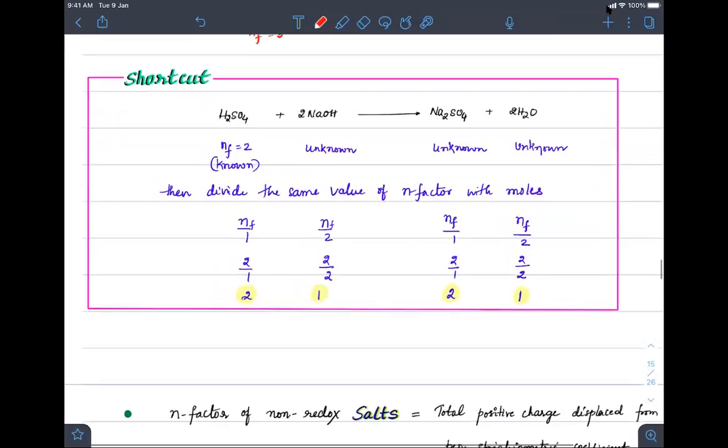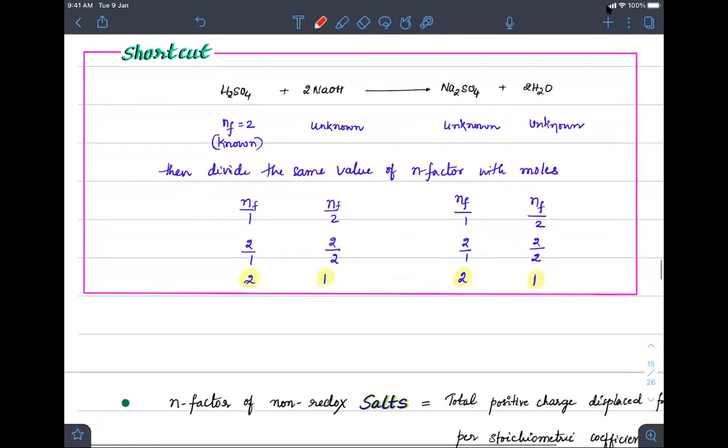Now there is one simple shortcut which will really help us understand valency factor in all the cases. For simple equations, if we are able to balance the equations, like H2SO4 plus 2 NaOH giving Na2SO4 plus 2 H2O. This is a balanced chemical equation, and this is a non-redox. You can see it is an acid-base reaction. So in an acid-base reaction, you will see the N factor for H2SO4. We know already that it is 2, as both the hydrogens are replaced by sodium.